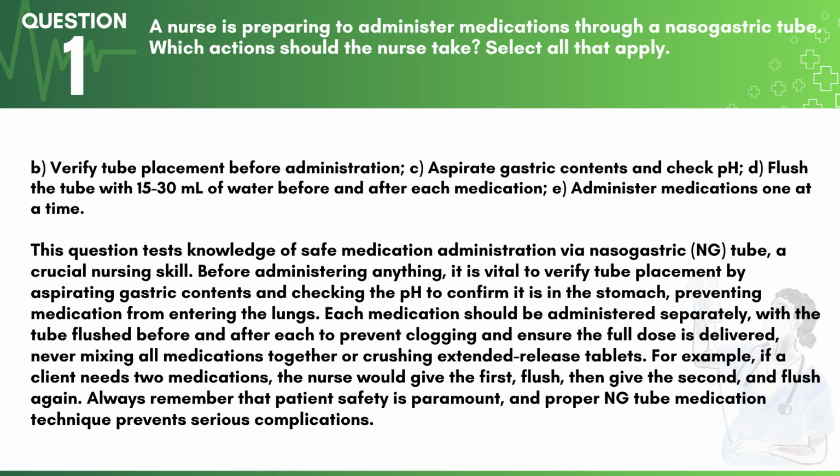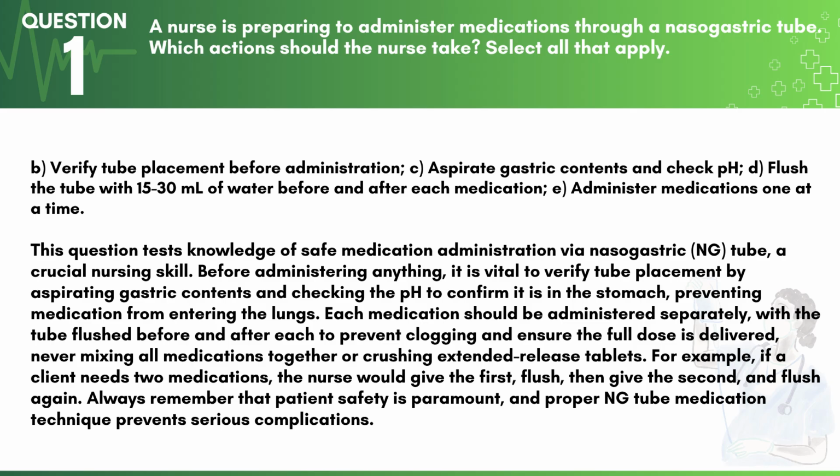Answer. Verify tube placement before administration, aspirate gastric contents and check pH. Flush the tube with 15 to 30 milliliters of water before and after each medication. Administer medications one at a time. This question tests knowledge of safe medication administration via nasogastric (NG) tube, a crucial nursing skill.